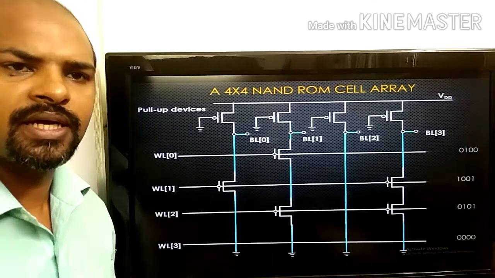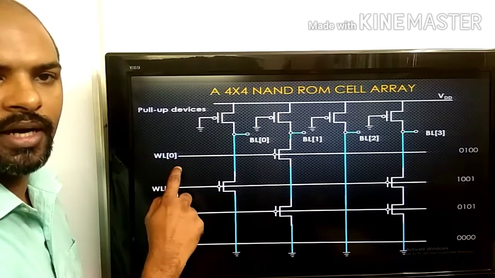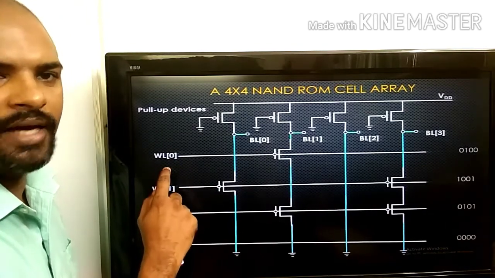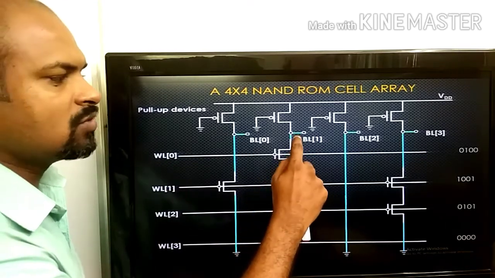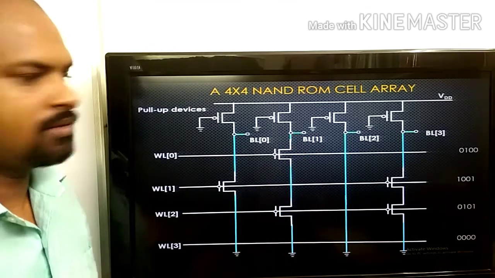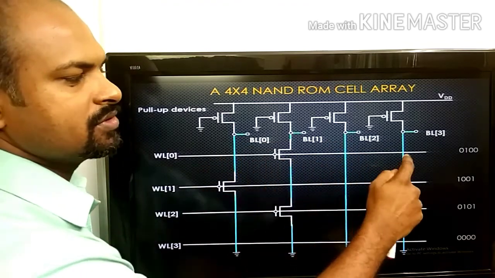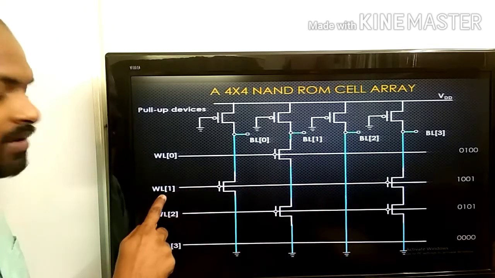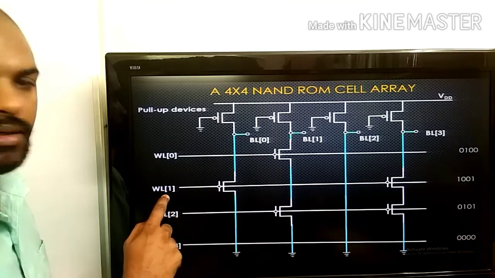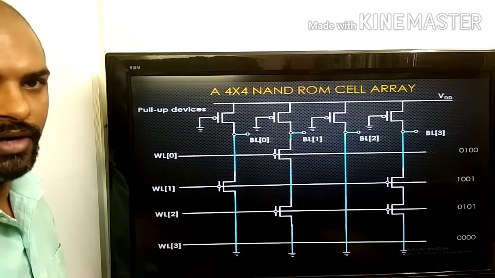When we need to read any word, we will turn off this word line. So a 0 is given to the word line, and it will turn off this transistor, so that a logic 1 will come at BL1. So the output will be 0, 1, 0, 0. And here, if I need to read this line, I will put a 0 at WL1, and all other word lines will be logic 1 itself.